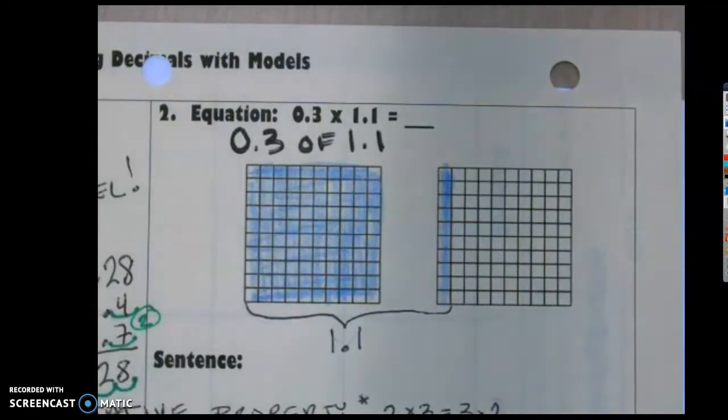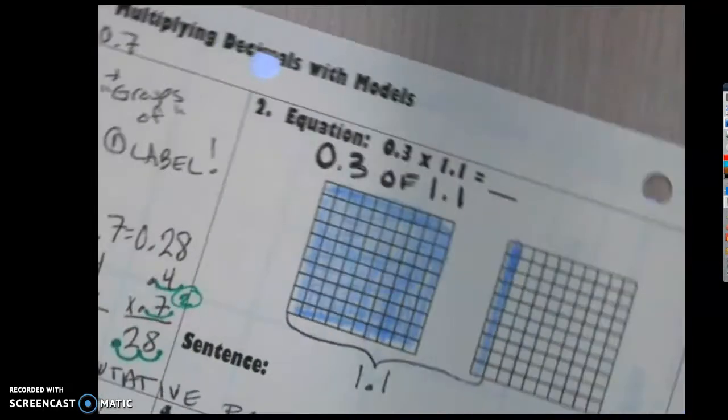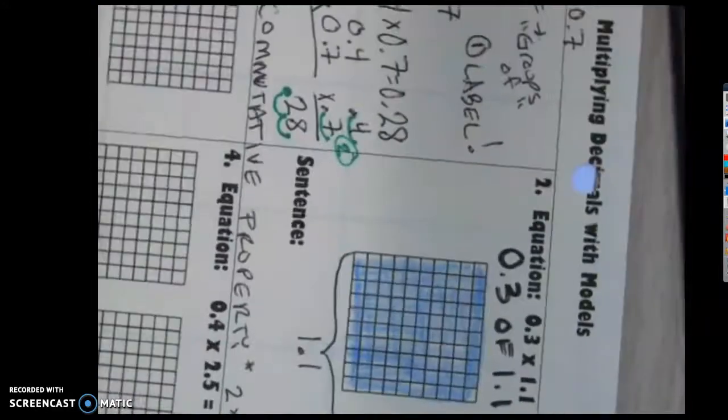Okay, there's my 1 1/10. Now, if I have 1 1/10, I want to see what 3/10 of 1 1/10 is. So now you're going to take your second color, raise it in the air. And now you're going to turn your paper. So turn your paper, like so. And we're going to shade in now.